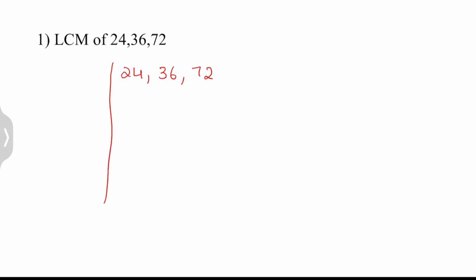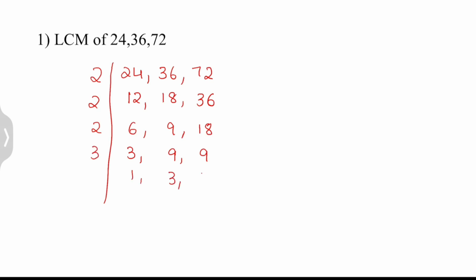So 2 12s are 24, 2 18s are 36, 2 36s are 72. Again 2 6s are 12, 2 9s are 18, 2 18s are 36. Now 2 will divide 6 and 18, but it will not divide 9, isn't it? So 2 3s are 6, keep this 9 as it is, and 2 9s are 18. Now 2 will not divide 3, 9 and 9. So which number will divide? 3. So 3 1s are 3, 3 3s are 9, 3 3s are 9.